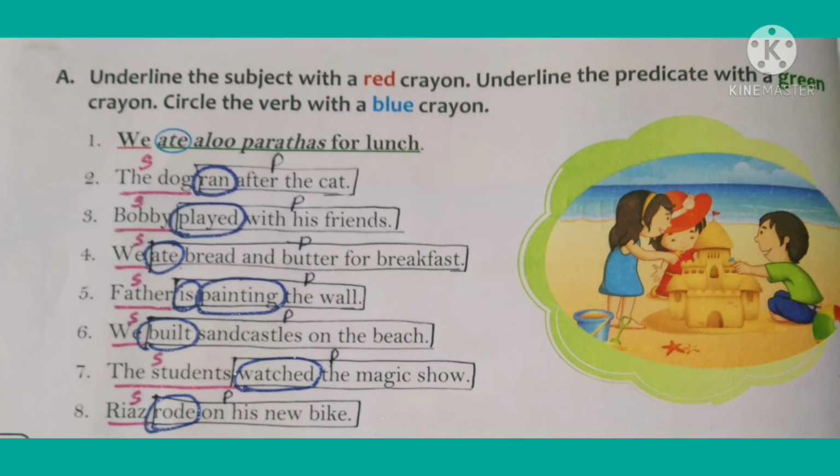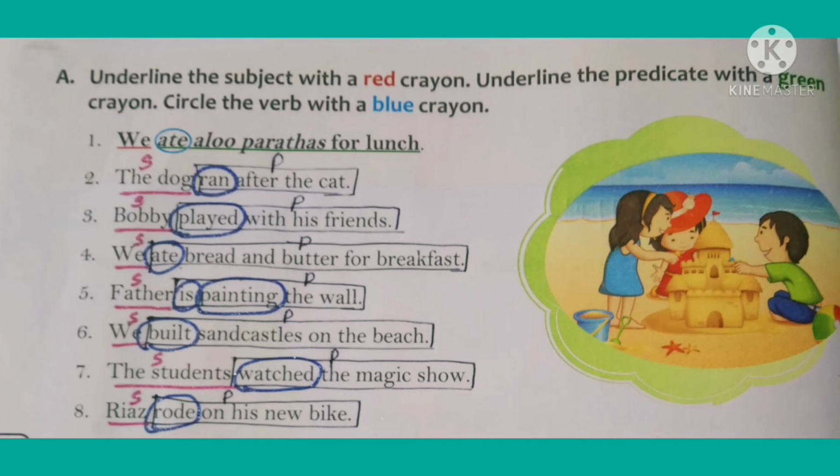And second one, the dog ran after the cat. Who ran after the cat? The dog. And which is the action word here? Ran. And the rest of the sentence is predicate. And when you underline the predicate, also include the verb. Here the verb is ran.